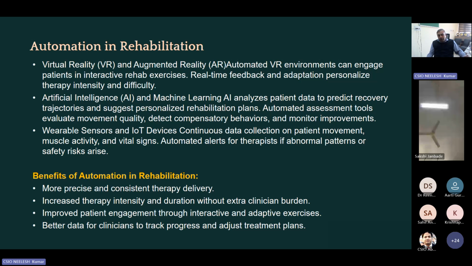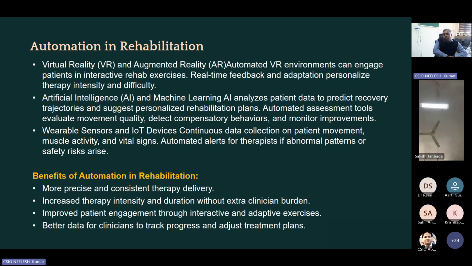We have tried to use the same concept, asking what the different VR environments are by which patient engagement can be higher and they can be more interactively engaged in the rehab exercises. The advantage here is it provides real-time feedback, adaptation to personalized therapy and intensities, because, as I told you, every physically impaired individual is different and requires a different kind of support.